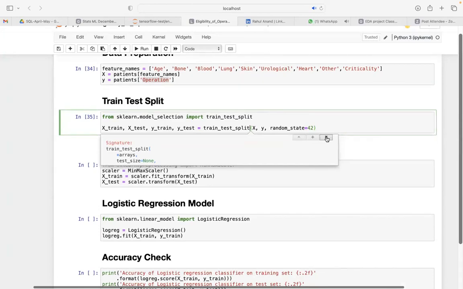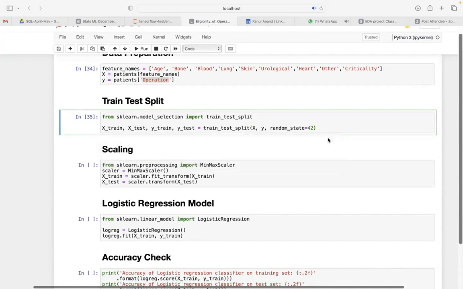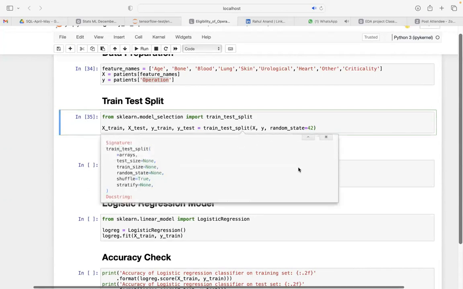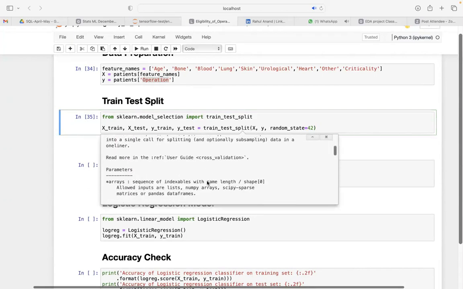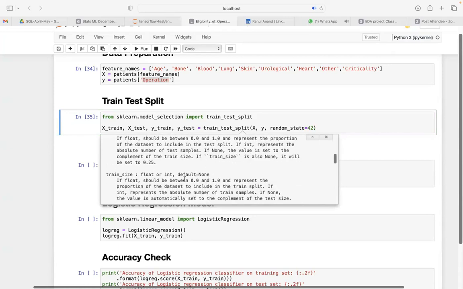You want to see something, Rupesh? Shift tab, it will show the default value, I guess. In the train test split, yes, good. It will be set to 0.25. Okay.